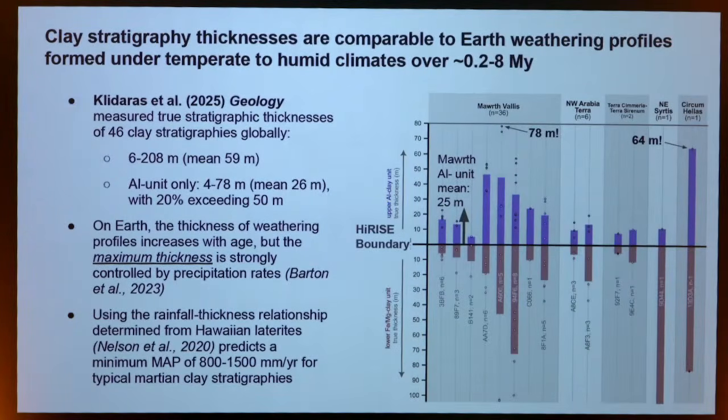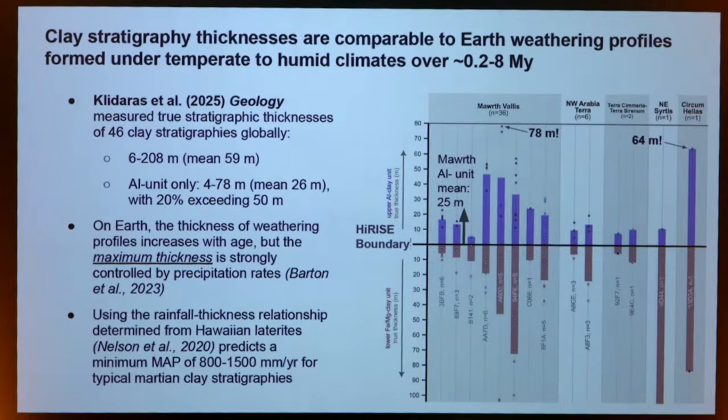And now we can also look at the properties of the glacier stratigraphies themselves. So the other key result from Thanos' paper in Geology this year was looking at the thickness, trying to measure the true stratigraphic thickness of these glacier stratigraphies, both the aluminum unit and the iron magnesium unit, looking at the actual dip and trying to calculate true stratigraphic thickness using Tim Gouge's techniques for this. And so what Thanos found in these locations where we have this overlapping HiRISE and CRISM data was that we see total thicknesses of the whole package ranging between 6 to over 200 meters globally. The mean is about 59 meters.